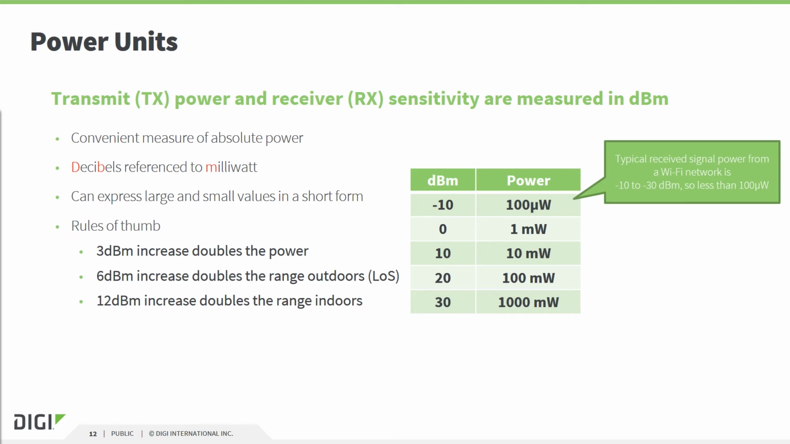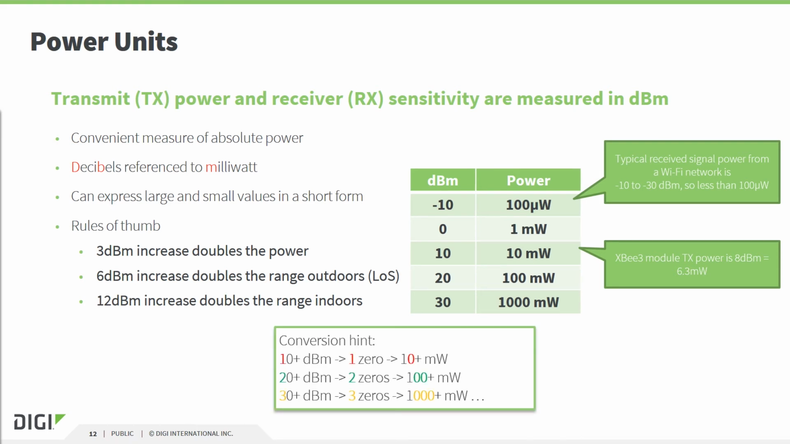Some examples about the parameters. Minus 10 dBm is the typical power used in your Wi-Fi network, and the XBee3 modules working in 2.4 GHz are normally below 10 dBm, or below 10 milliwatts. In order to convert dBm to milliwatts, you can use this hint: the tens digit in the dBm value shows you how many zeros you need to add in the milliwatt value in the linear scale.